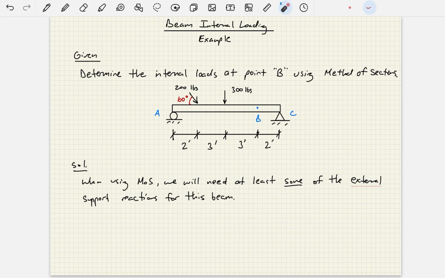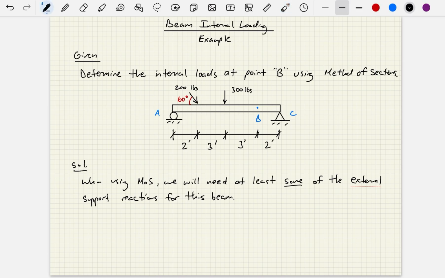Now, does it matter which free body we look at? Does it matter if we analyze the free body to the left of the cut or the right of the cut? No, you could look at either one. You'll get the same thing no matter what, but one of them might be a little bit easier to deal with than the other. So I'm going to make another note, okay?